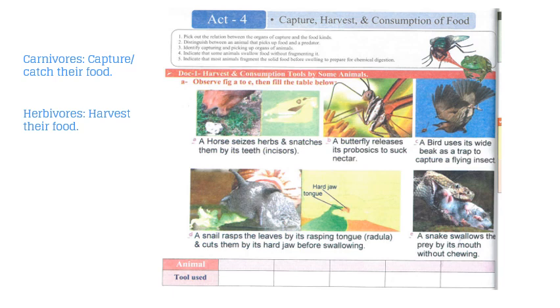So let's start. The first animal is the horse. Its tool used is the teeth or the incisors. Butterfly, the second animal, the tool is the proboscis. The bird, the tool is the beak, the wide beak. The snail, its tool is the tongue and the jaw. The snake and its tool is the mouth.